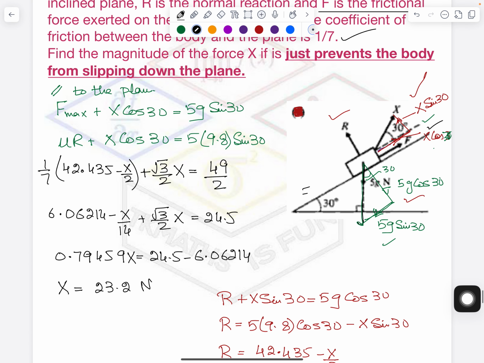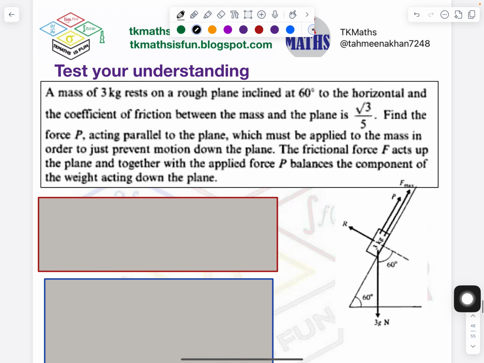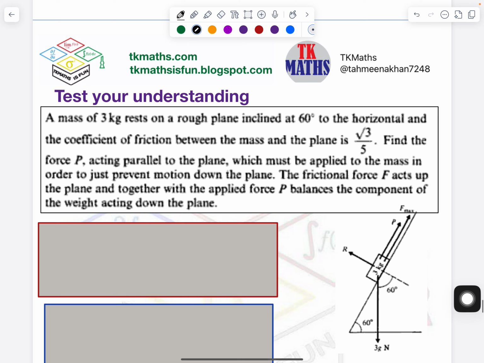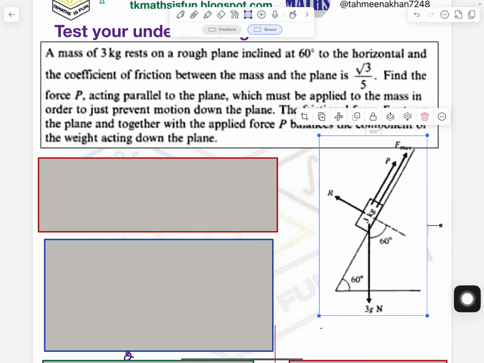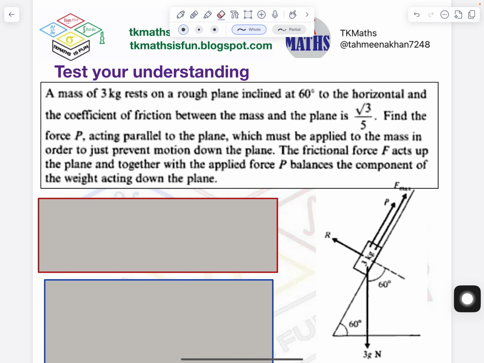Now I'm giving you the next question to test your understanding. The diagram is here. You can put the video on pause and try to solve it, and check your answers with my solution. Okay, so here is the question. So I'm showing you the solution now.